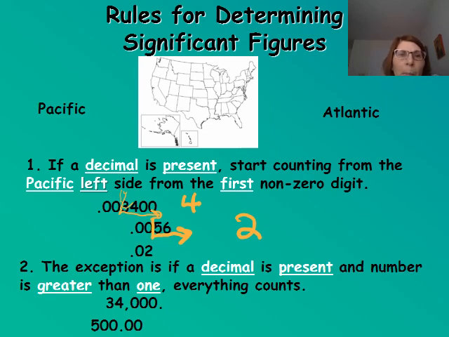If we were talking about 0.02, that 0 there is not significant. So that would mean we have 1 significant figure. The exception is if a decimal is present and the number is greater than 1, everything counts. Because there's a decimal there, everything's going to count, so it would be 5 significant figures. Again, there's a decimal present and it's greater than 1, so again, we have 5 significant figures.